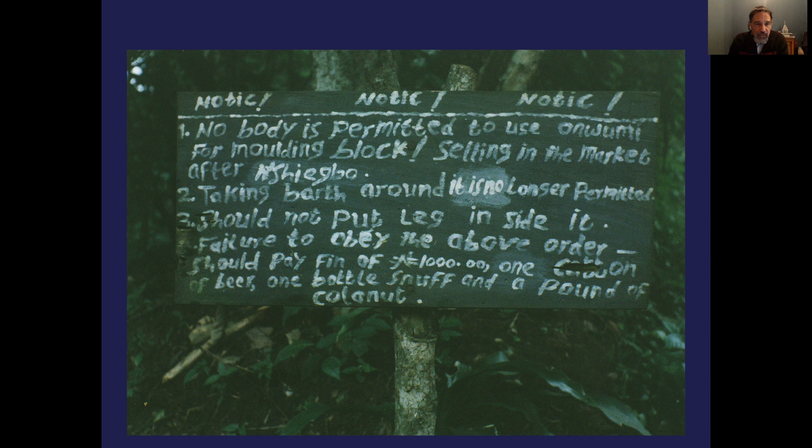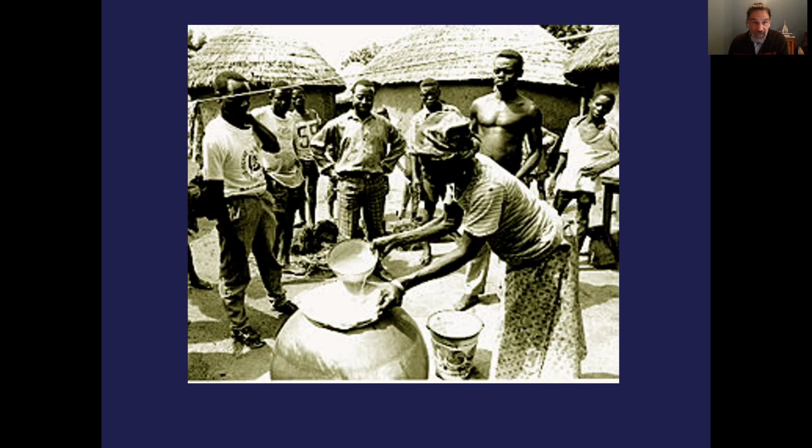And failure to obey the above order, you will pay a fine of 1,000 naira, which is a steep fine, plus one carton of beer, 1 bottle of snuff, and a pound of kola nut. So it's a very severe consequence for going into the pond or using the pond in an unauthorized way.